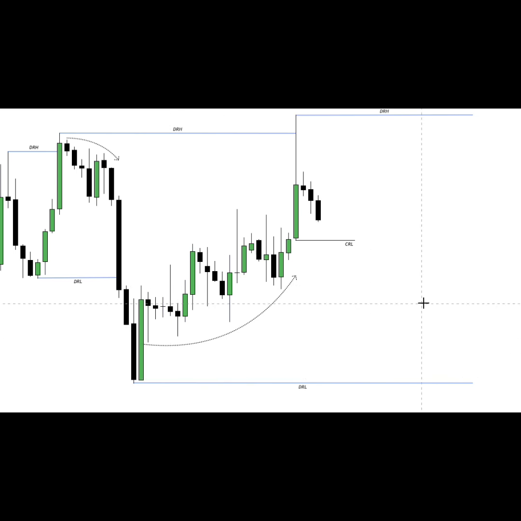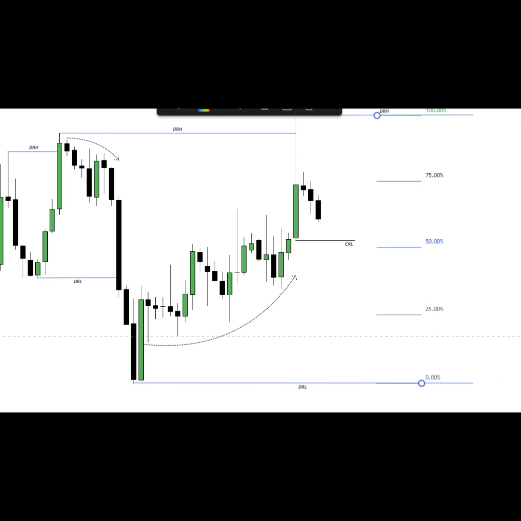What you can see first is this pool of liquidity, this bunch of lows resting down here, which we can use as our target, right? So we're going to use our Fibonacci retracement to draw our range. Currently, as you can see, price is still above 50%. It hasn't reached equilibrium yet.